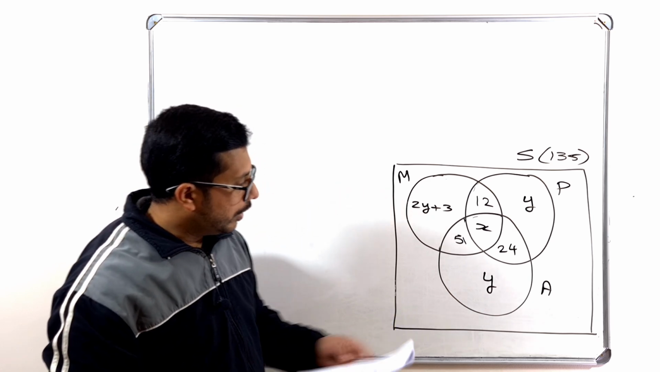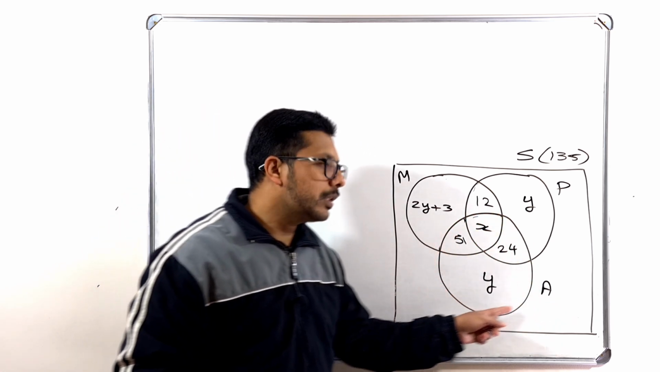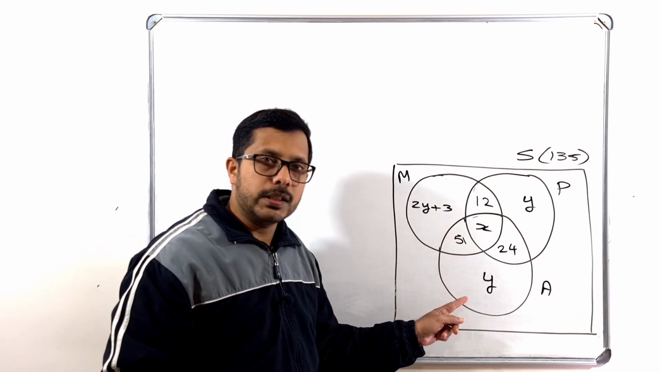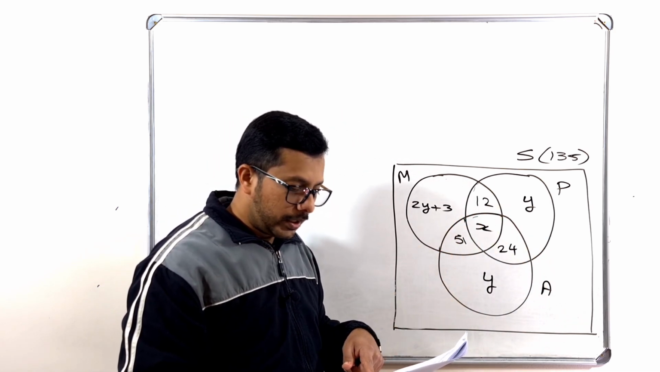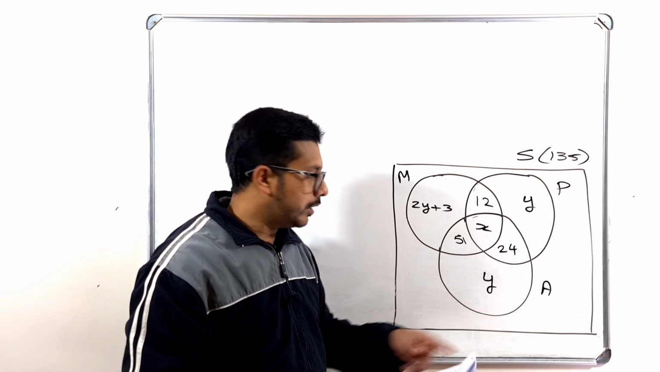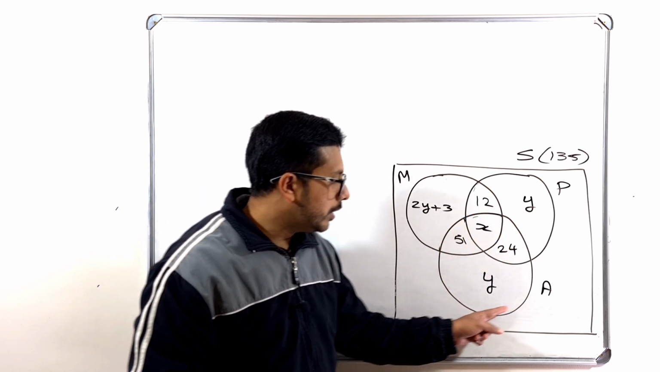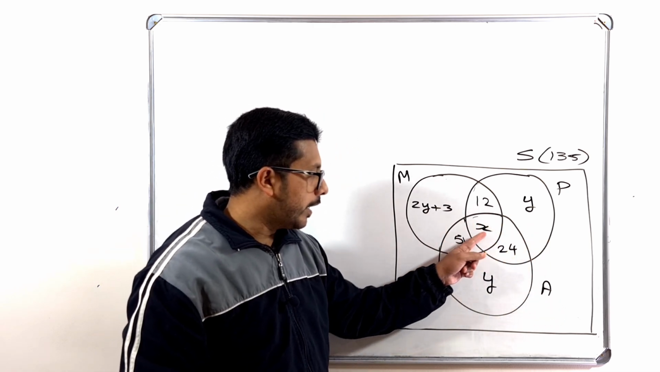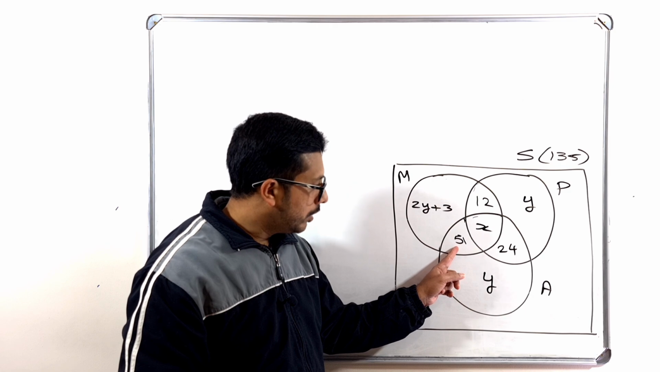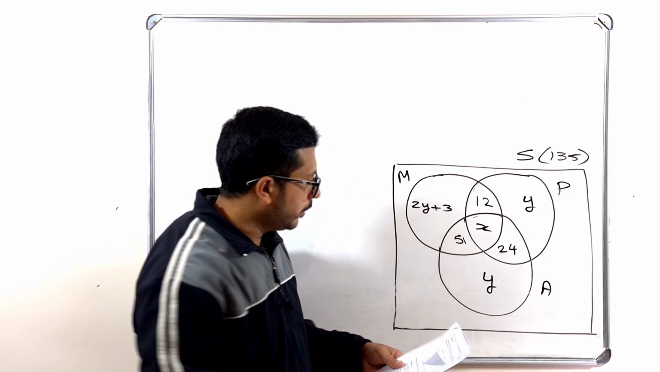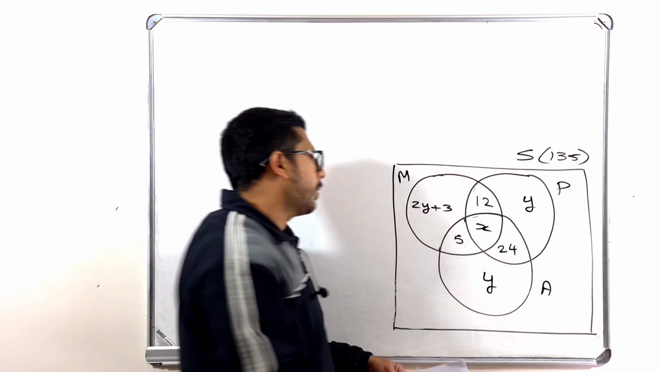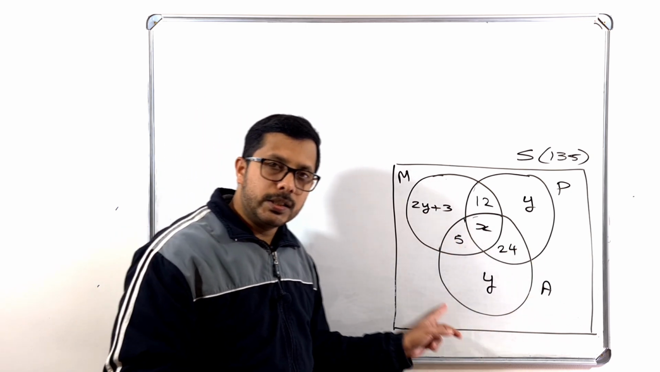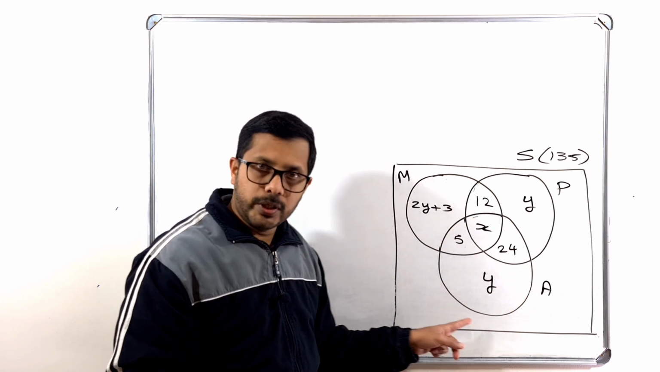60 learners take accounting. So what is the meaning of that? Overall, this is the accounting circle. Total accounting, how many students are taking? 60 learners. That means when you add all of this, it's supposed to be 60. In this accounting circle, if you add all the numbers, that means x plus y plus 24 plus 5, you are supposed to get 60.